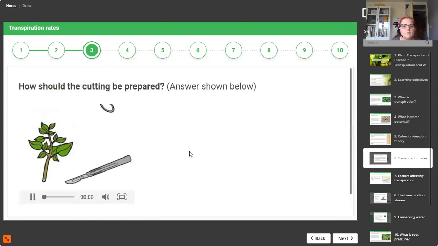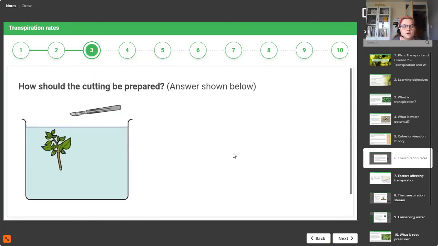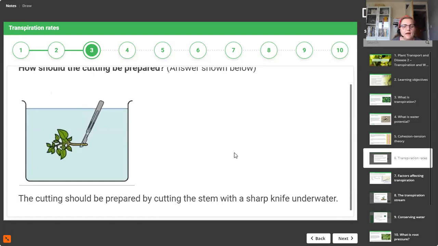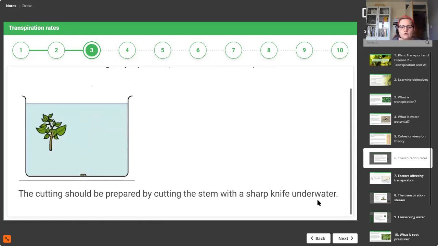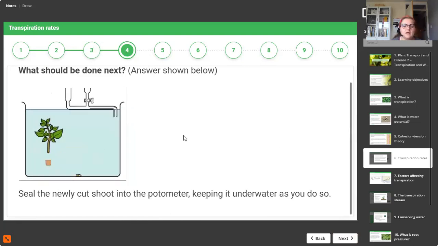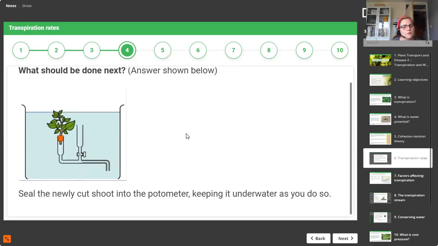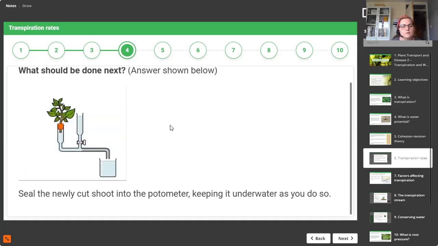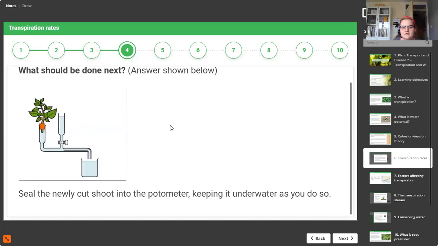So how could we prepare the cutting? It should be prepared by cutting the stem with a sharp knife, but specifically underwater. That's really important to stop it from drying out and to maintain the water potential. So what should be done next? We seal the newly cut shoot into the potometer, keeping it underwater as we do so. Once we've done that, we can lift it out of the water.